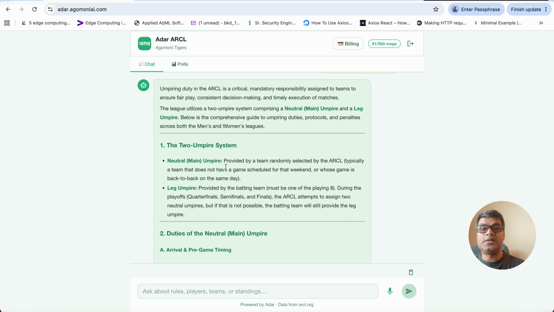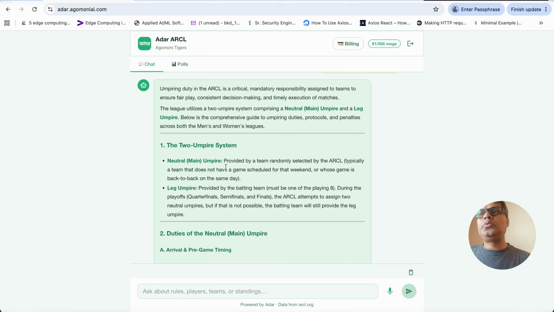It gives a summarized, fantastic response with everything that's part of the rule books, because the rules might be written in a few different places. All of the rules have been ingested into the system. It's vectorized, and by using semantic matching, the information retrieval is happening. So it is a very powerful system. From that perspective I wanted to showcase it.